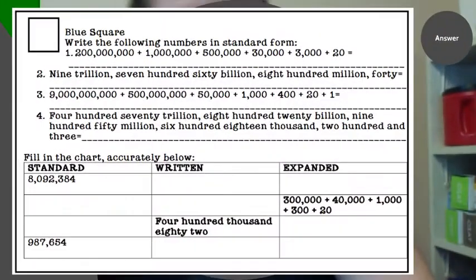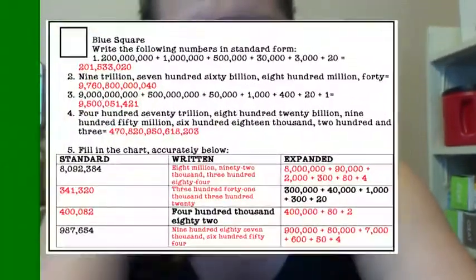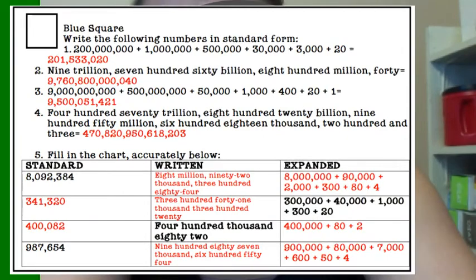Okay. So next we're going to do the blue square. It says write the following numbers in standard form. We just went over what standard, written, and expanded form is, and then you need to fill in the chart below with the written and expanded forms. I think we all get this pretty great. I'm not going to go over it in super detail. Here's your answer key. Feel free to pause on any of these to get a better idea. I'm going to go over the expanded forms.